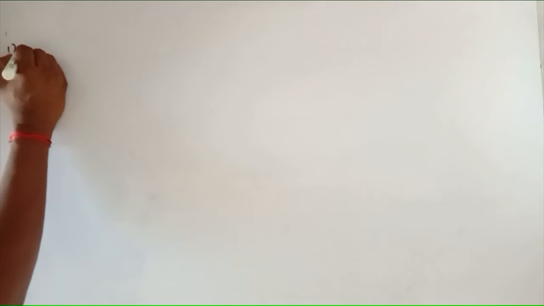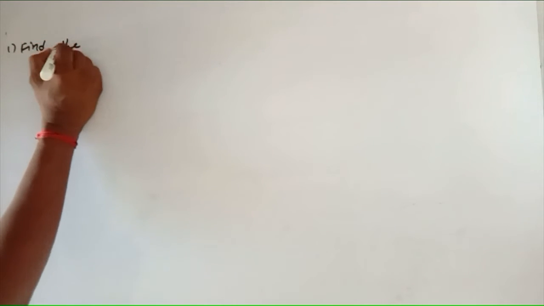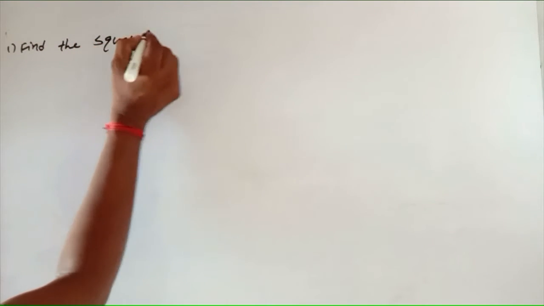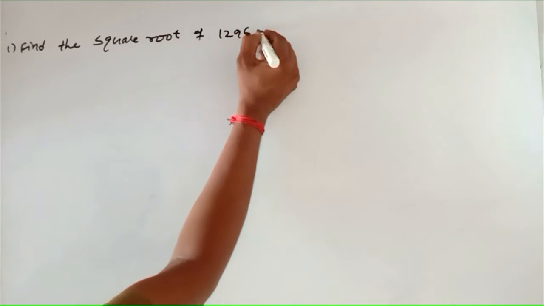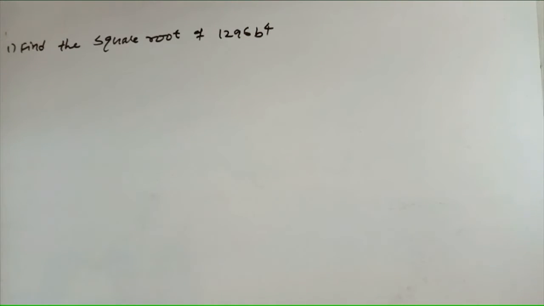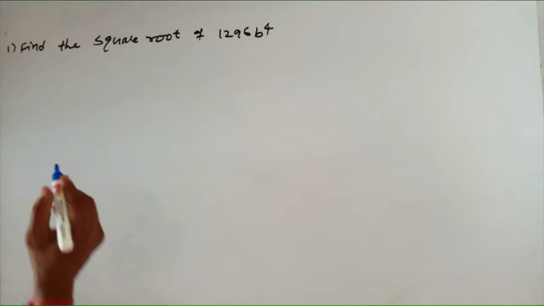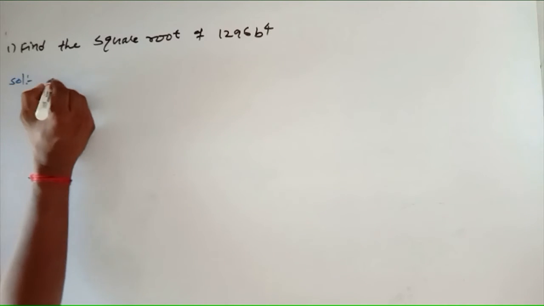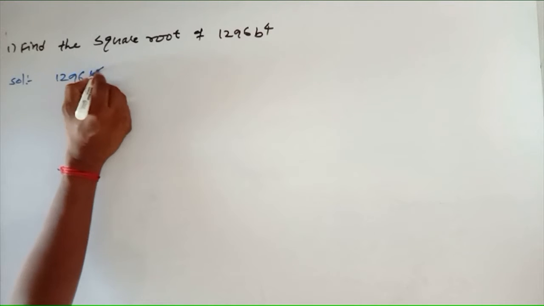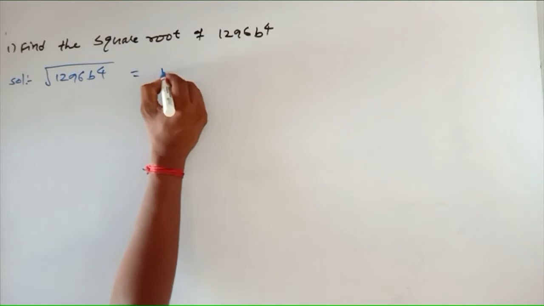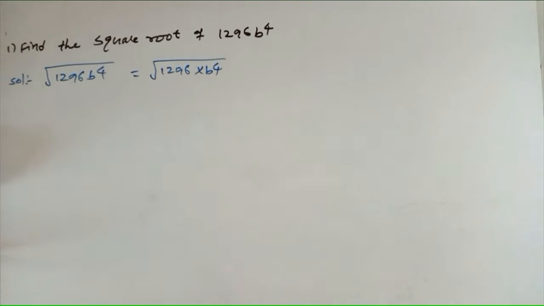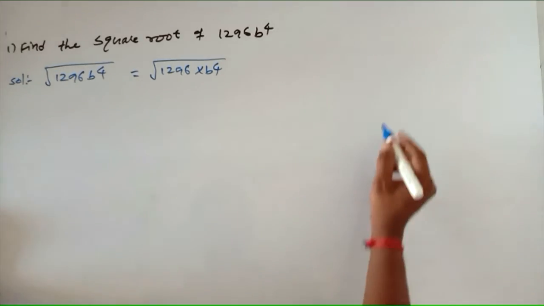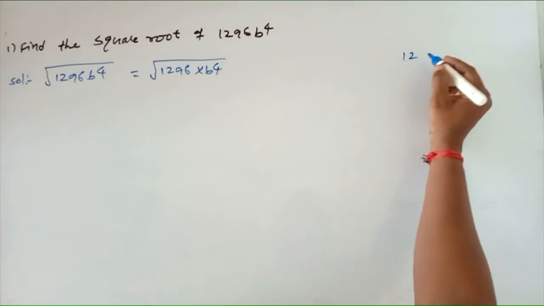Children, next I am going to find the square root. The first question is, find the square root of 1296 b power 4. Square root of 1296 b power 4, I have to get that value. I am going to find it by prime factorization. 1296, I am going to do prime factorization.